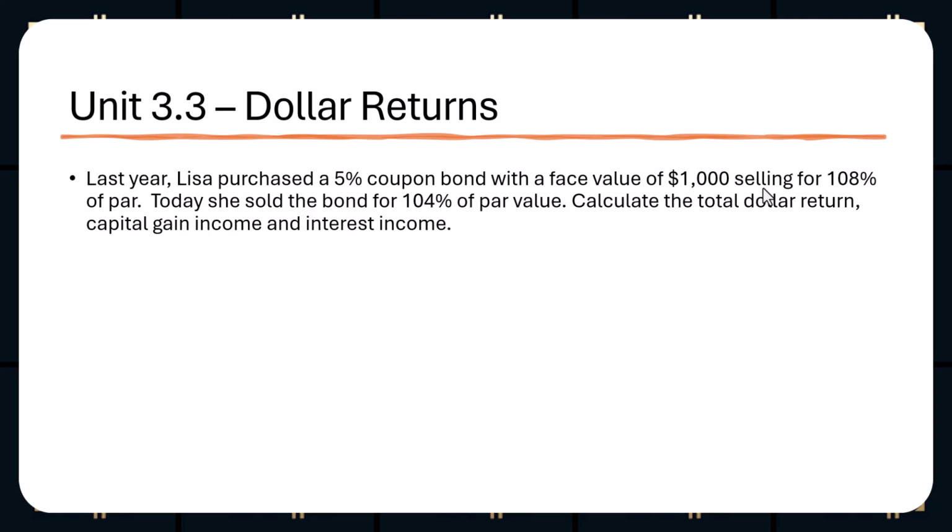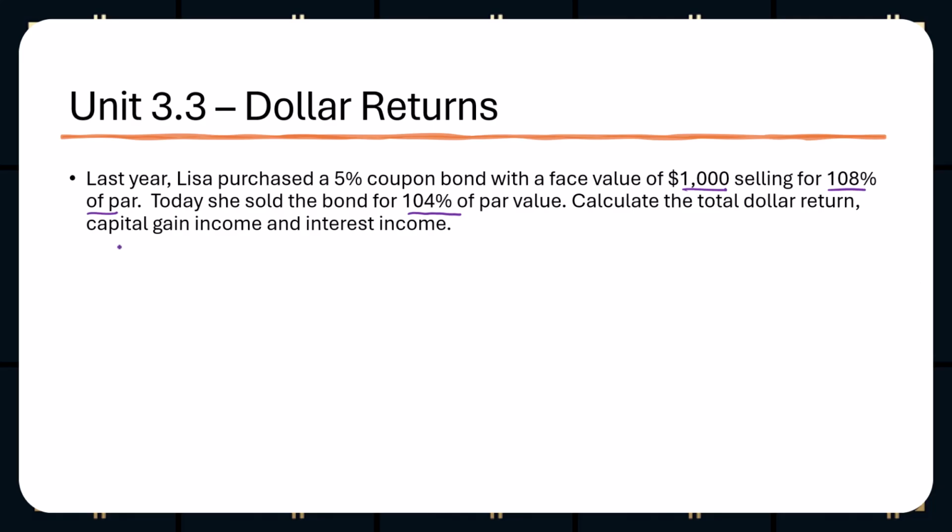Last year, Lisa purchased a 5% coupon bond with a face value of $1,000, selling for 108% of par. Today, she sold that bond for 104% of par. Calculate her total dollar return, her capital gain income or loss, and her interest income.